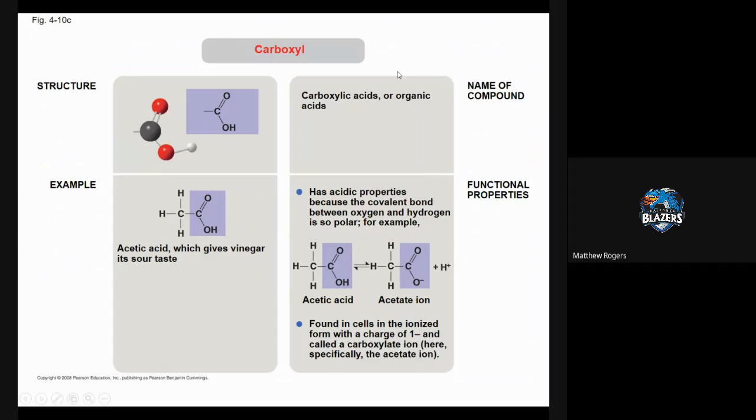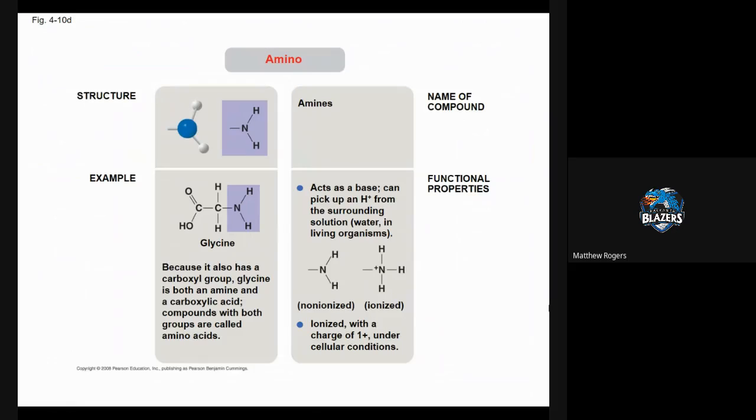So carboxyl here has an oxygen. This is a very, very polar thing. It's also acidic. And why it's acidic is this oxygen here will actually drop its H, give off an H+, and H+ is what creates an acid. Amino group, again, has a nitrogen here, therefore it is polar.